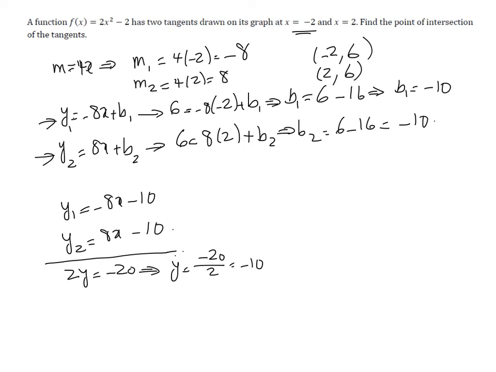To find the x coordinate, I put it back in either of these equations. I get the x value to be, if y is -10, so I get -10 is equal to -8x minus 10. -10 cancels with -10, so I get x is equal to 0. So this means the point of intersection of the tangents is (0, -10).